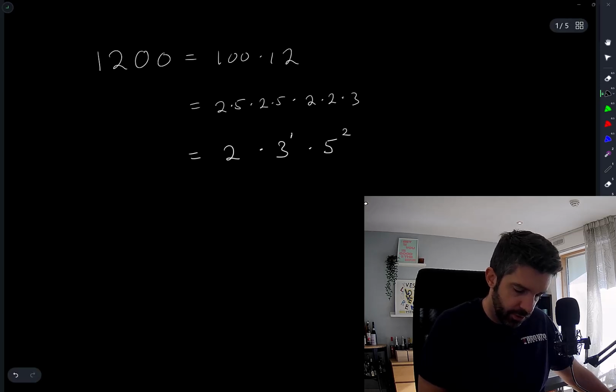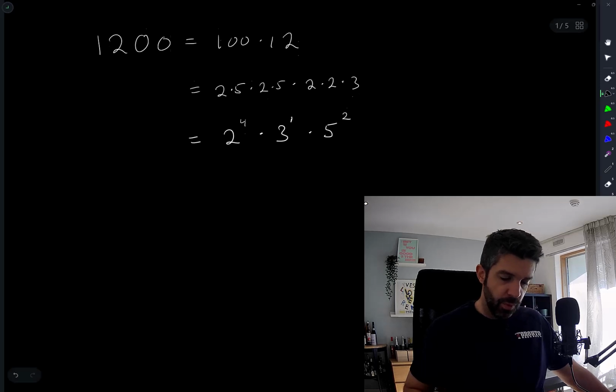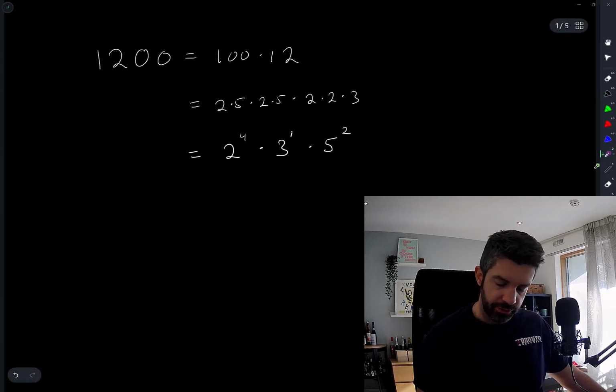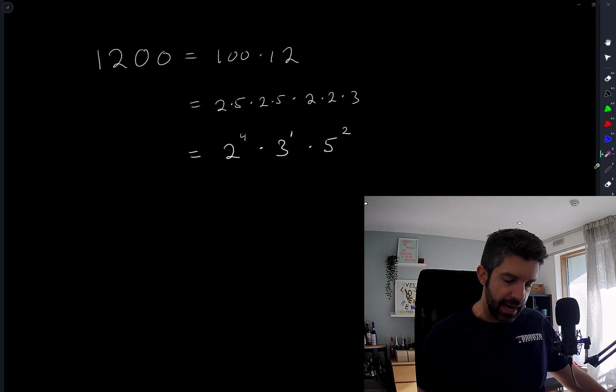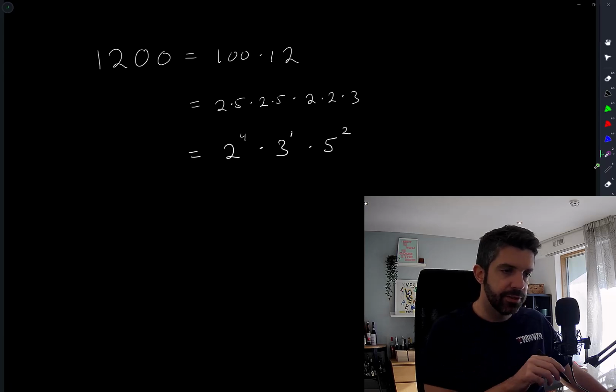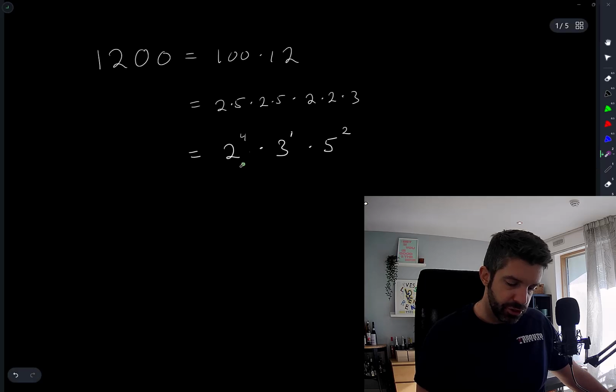Okay, so the way we're going to figure out the total number of factors is we're going to keep in mind that for any distinct factor, we're going to choose between 0 and 4 of the 2's, between 0 and 1 of the 3's, and between 0 and 2 of the 5's. So I need to figure out how many combinations of these exponents I can possibly make, where the first exponent has to be between 0 and 4, this one has to be 0 or 1, and this has to be between 0 and 2.